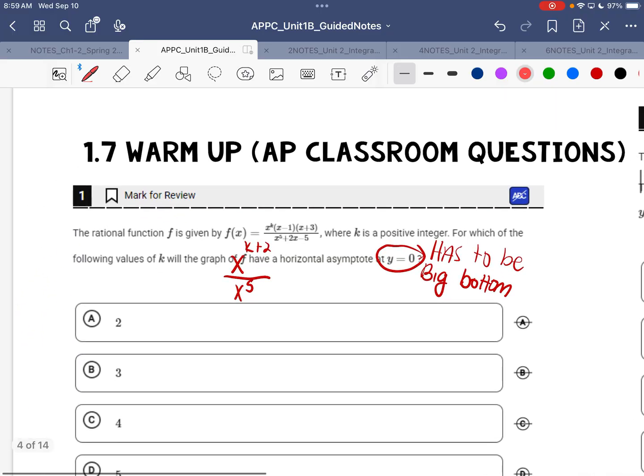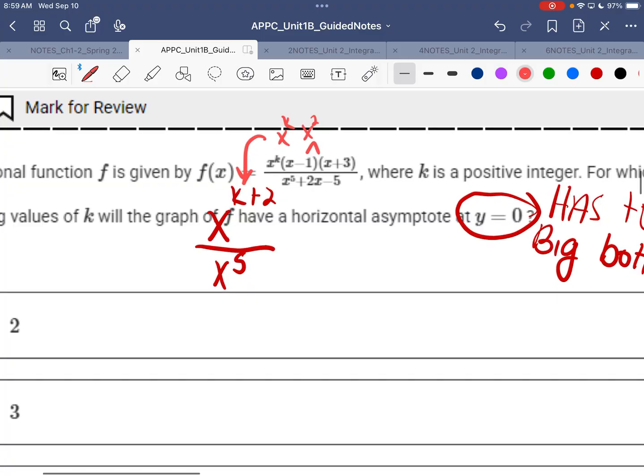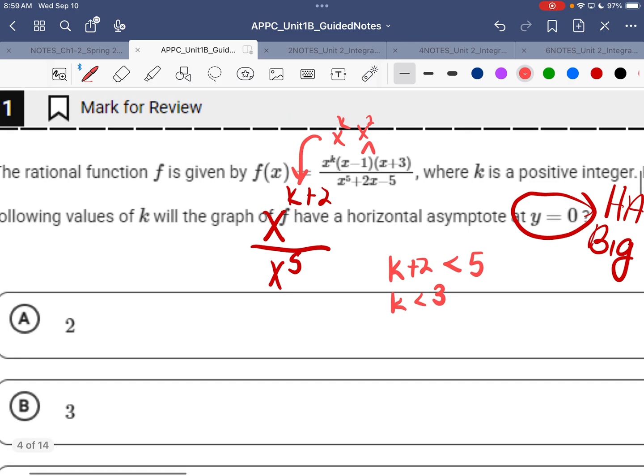Okay, so on number 1, it says the horizontal asymptote is y equals 0. So if it's y equals 0, it has to be bigger on the bottom. When you FOIL at the top, this is x squared times x to the 7, or 7, it gives you x to the k plus 2. So k plus 2 has to be less than 5. Then k has to be smaller than 3 when I subtract that. Can't equal 3, has to be smaller.